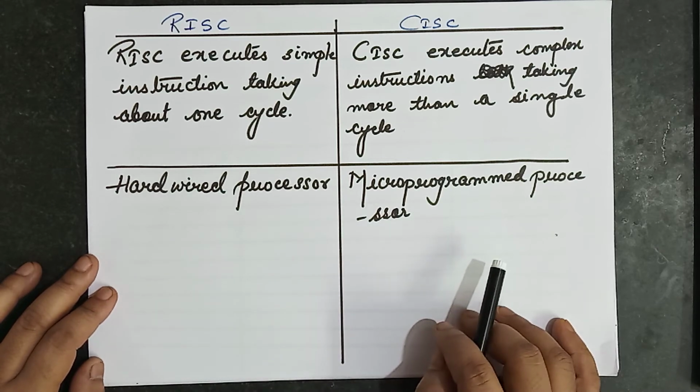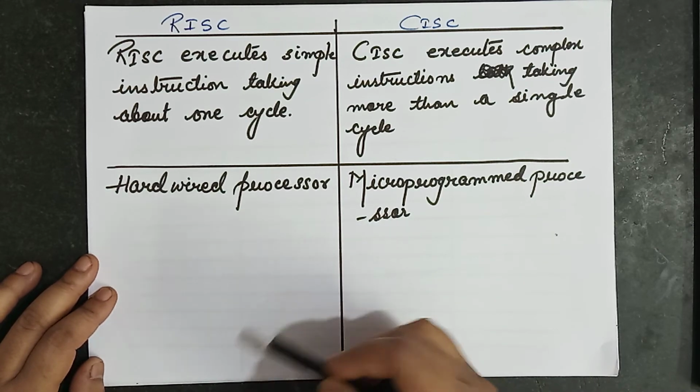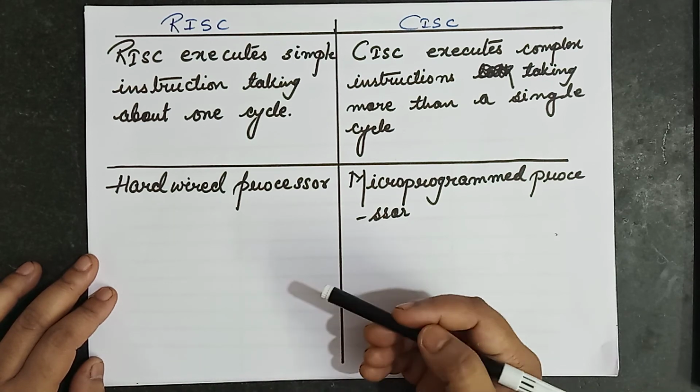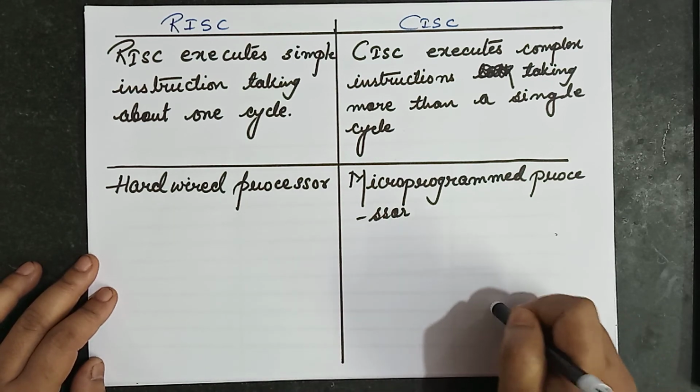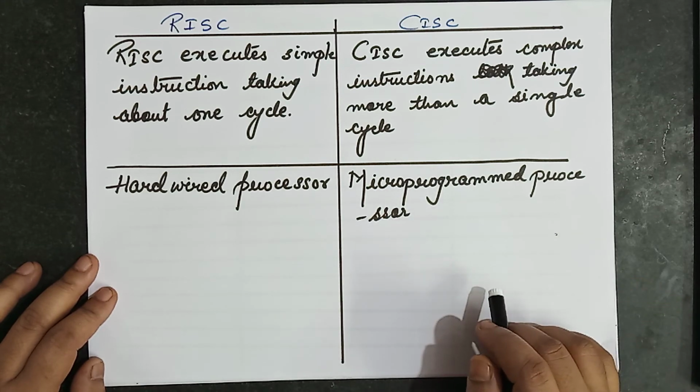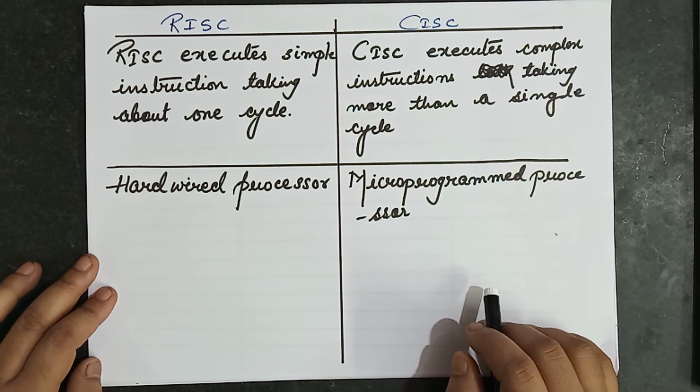Now what can be the application? Basically, RISC is used in portable devices like your smartphones and tablets, and CISC is used in computers. Students, here we have finished the difference between the RISC and CISC.